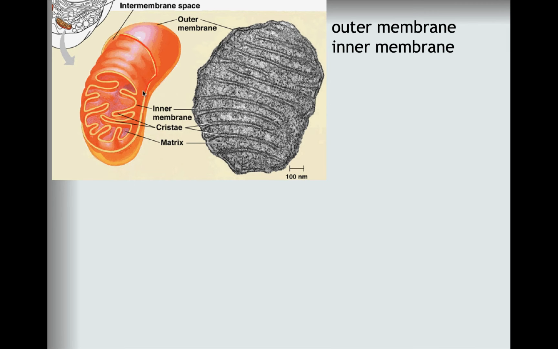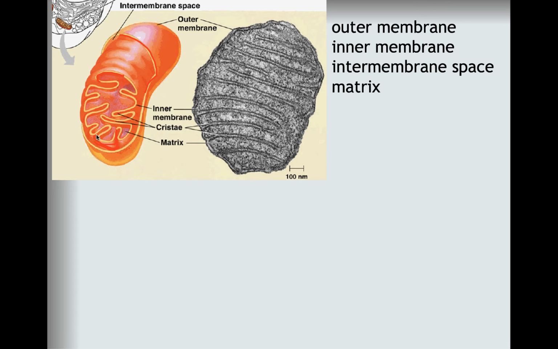Then we also have an inner membrane. It's a little bit of a unique organelle because there's an inner membrane that is here, which is inside the organelle itself. In between the outer membrane and the inner membrane, we have this intermembrane space.